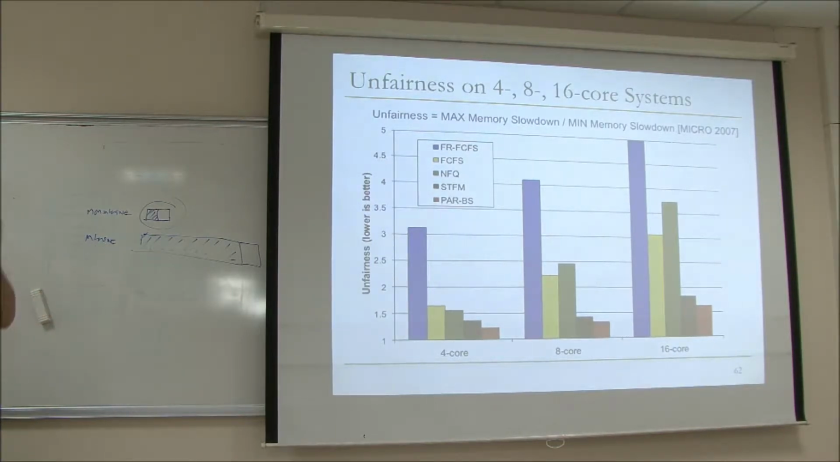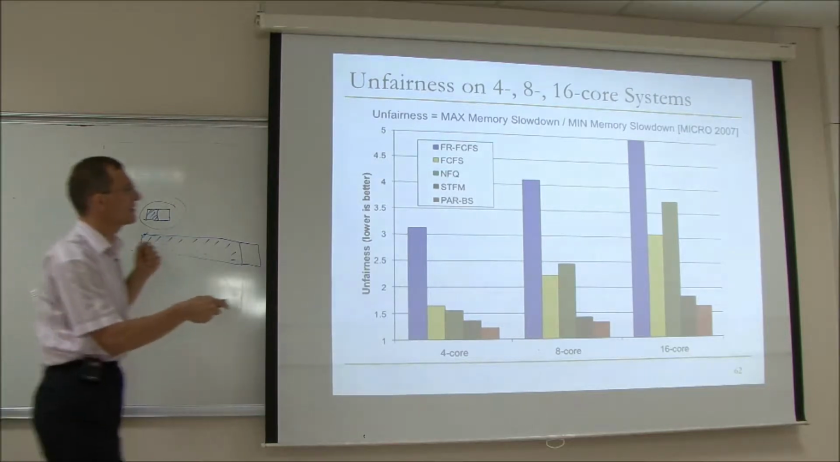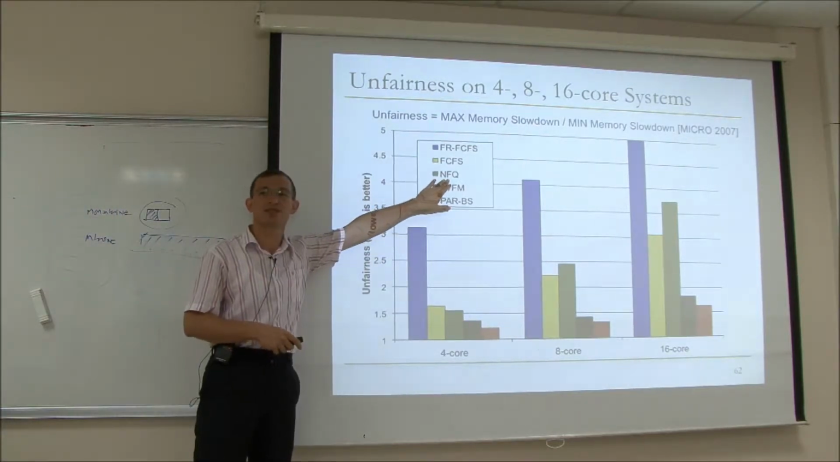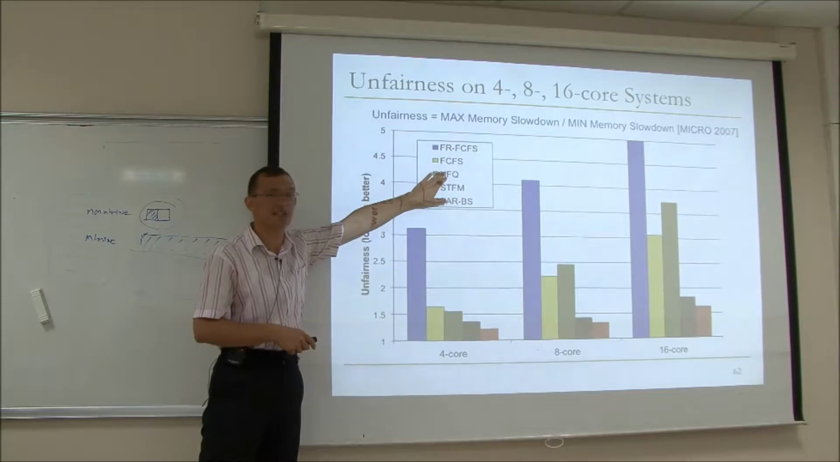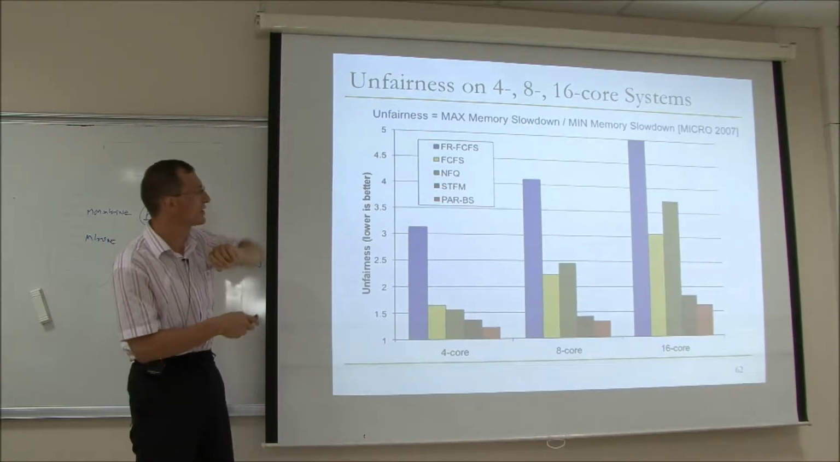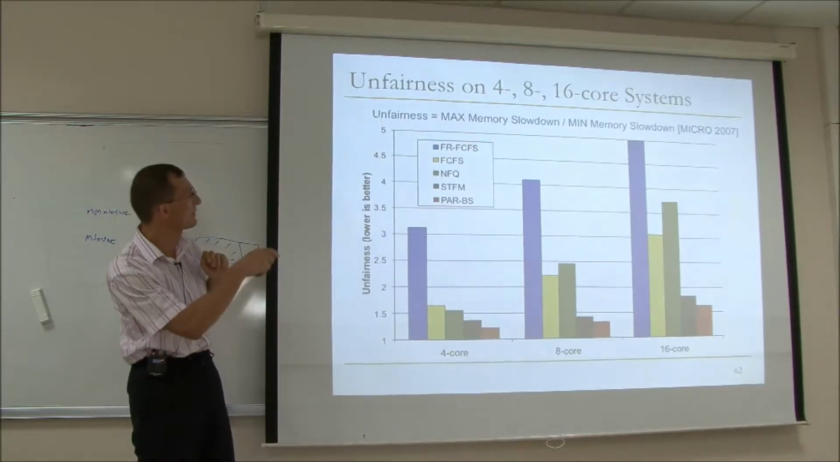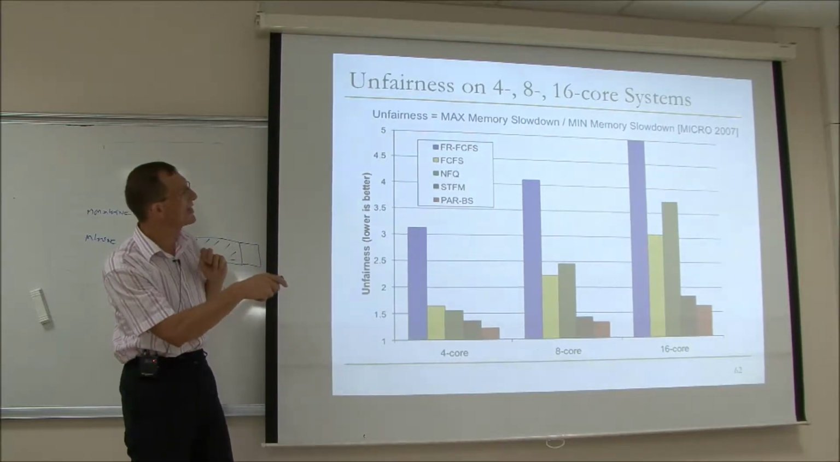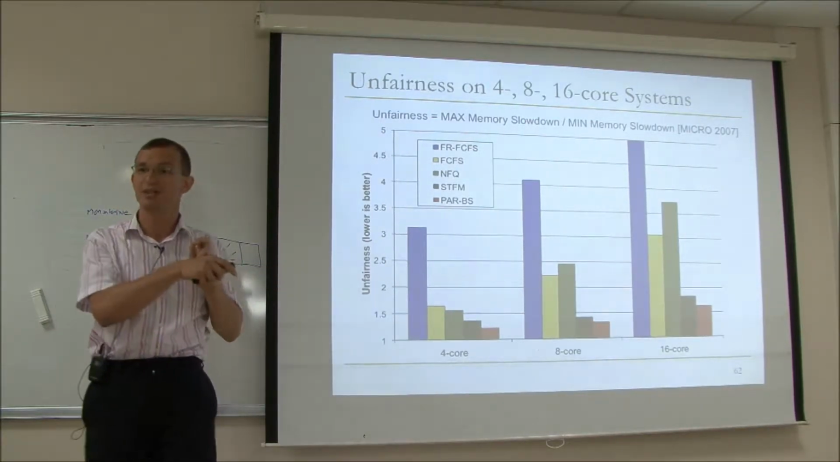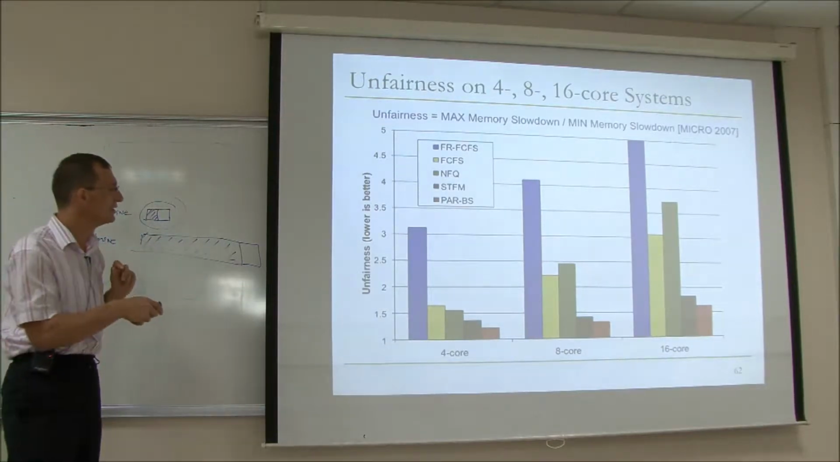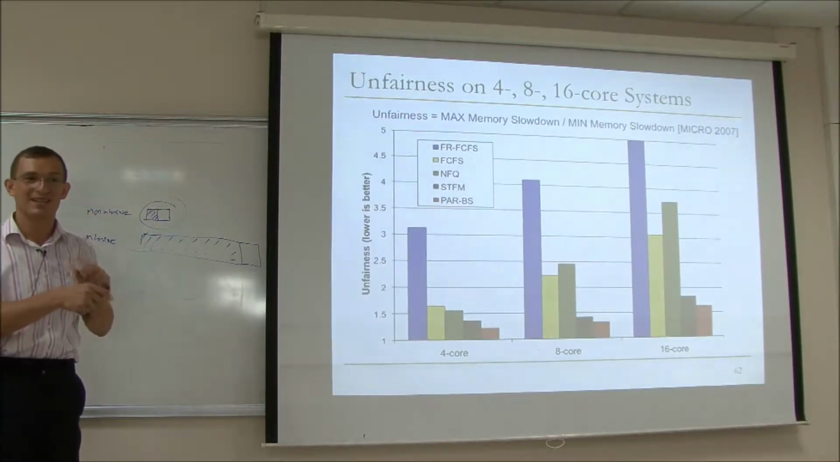Oldest first. This is an adaptation of fair queuing techniques used in networks to the memory scheduler, the network fair queuing based scheduler. Then the stall time fair memory scheduling and parallelism-aware batch scheduling. And the y-axis is unfairness. Unfairness is, remember, maximum memory slowdown divided by minimum memory slowdown in the system for any thread. And lower is better in unfairness. Ideally, unfairness is 1, right?